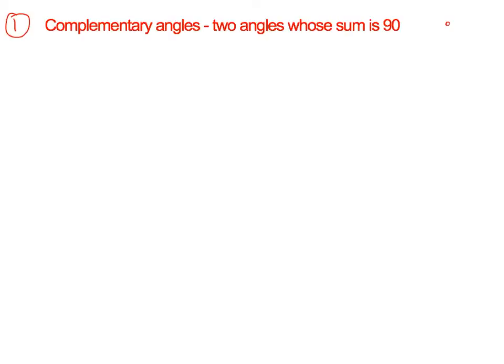So what are complementary angles? Well, they're two angles whose sum is 90 degrees. So if I had one angle right there, and we'll call it angle number 1, and I had another angle here, and we'll call him angle number 2. Let's say the measure of angle number 1 is 30 degrees, and the measure of angle number 2 is 40 degrees.